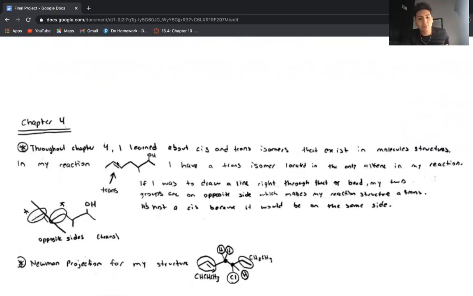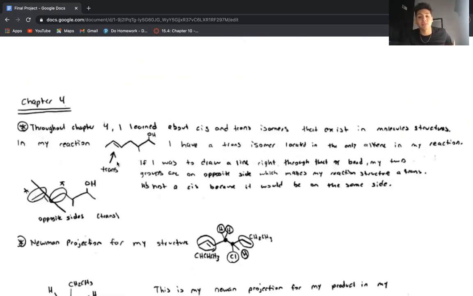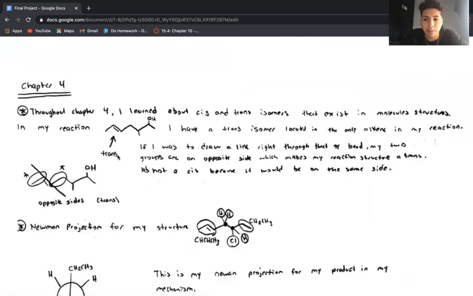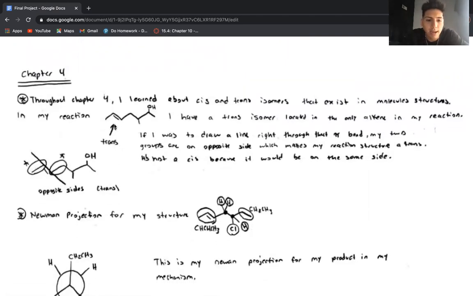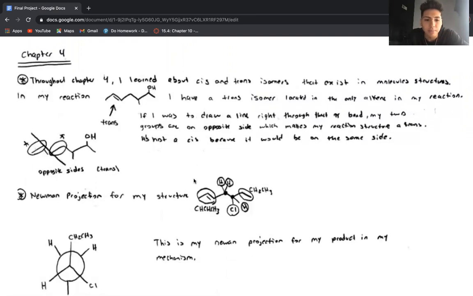Chapter 4. Throughout Chapter 4, I learned about cis and trans isomers that exist in molecule structures. In my reaction, I have a trans isomer located in the alkene. If I draw a line right through that pi bond, my two groups are on opposite sides, which makes my reaction structure a trans. It's not a cis because that would be on the same side.